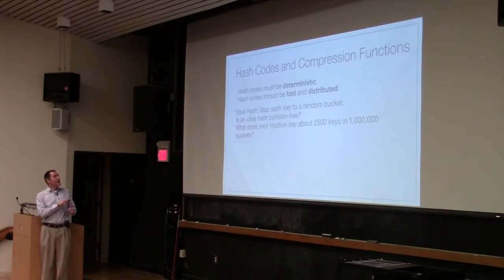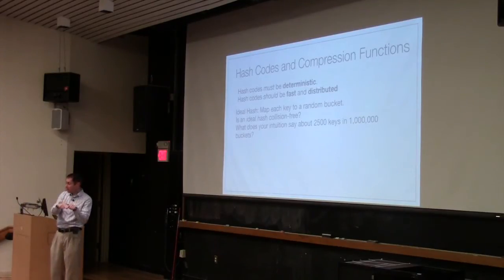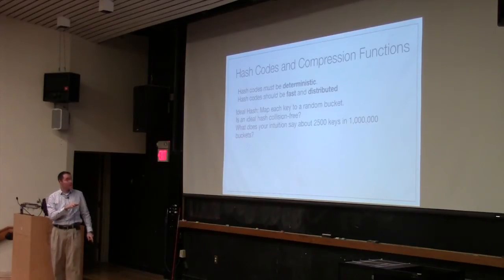Okay, is an ideal hash collision free? Which means, remember what collision free means. If you take two numbers and apply the hash function to both those numbers, is there a possibility that they both go into the same bucket? So is it collision free? Are random numbers ever collision free?